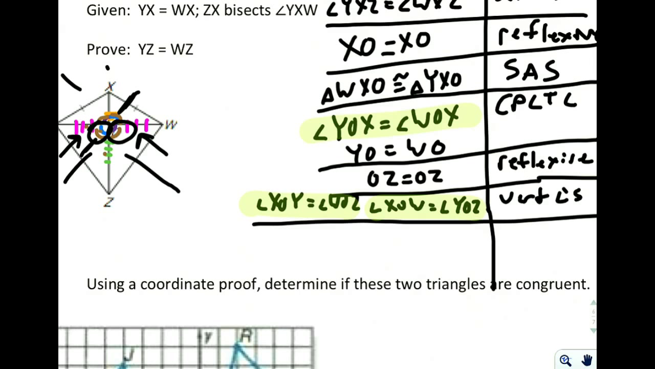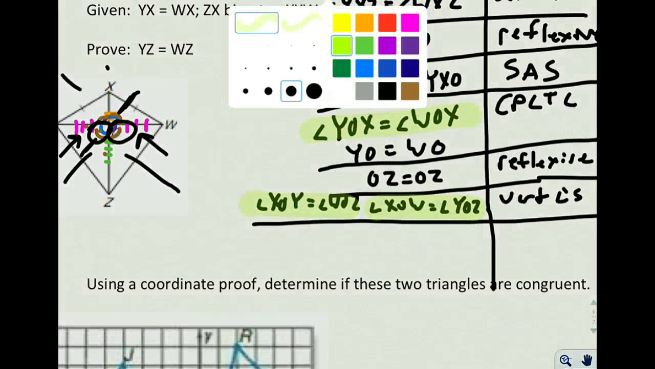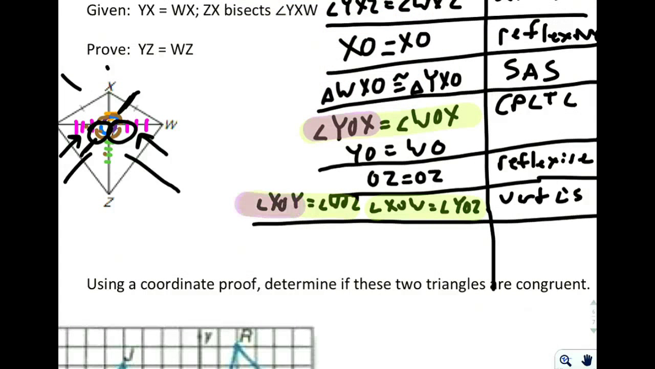XOY and YOX are the same thing. You can write a three-letter angle backwards as long as you completely flip it and O is still in the middle. That is still the same. So these two are exactly the same angle. And let's match up our other ones here. WOX or XOW, these are going to be the same.